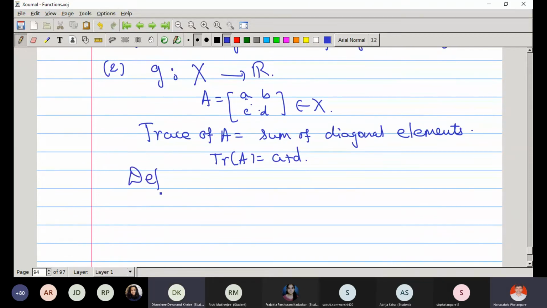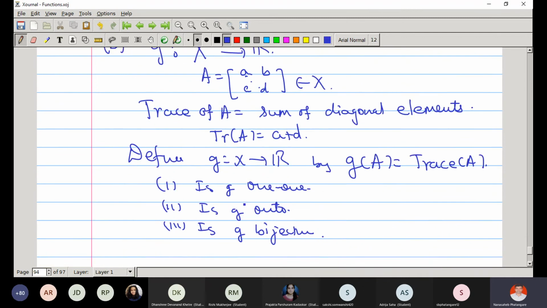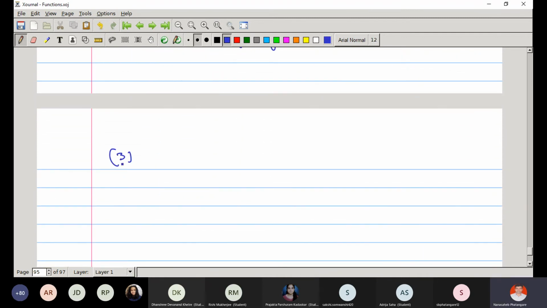Yes. So define g from X to R by g of A is equal to trace of A. Is it a function now? Then you can think about, is g one-one, is g onto, is g bijective? So the question is clear. You just think about it like the previous problem.